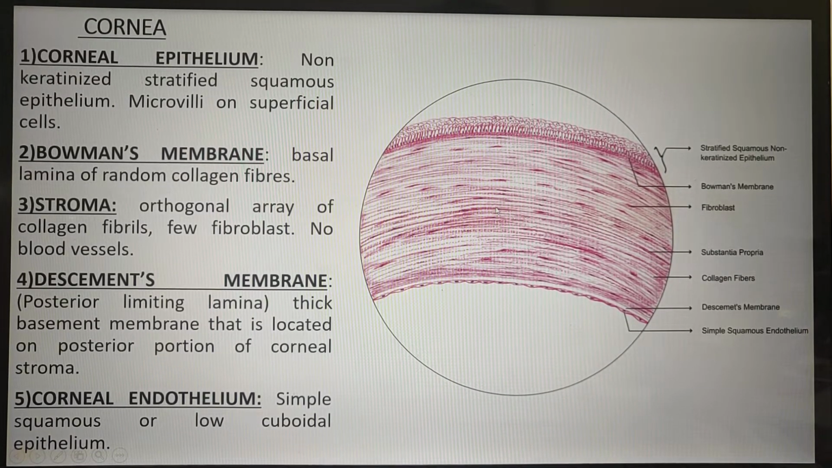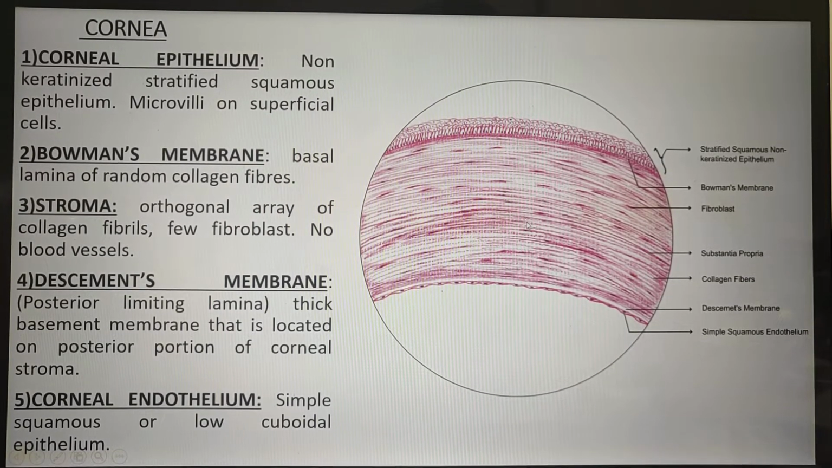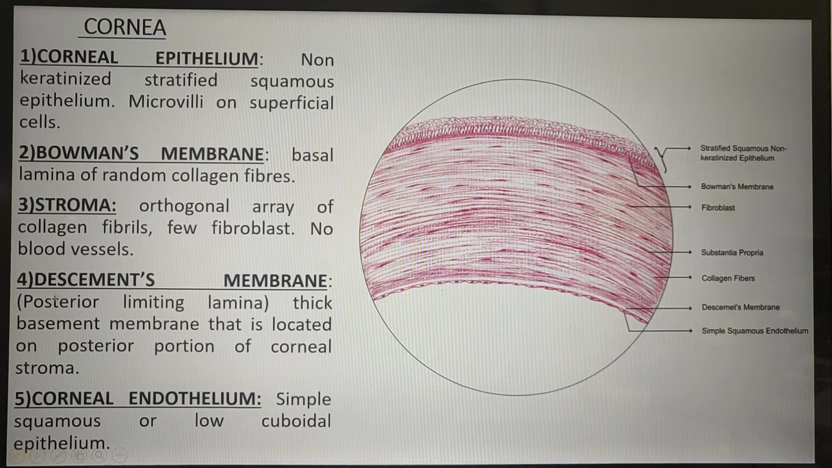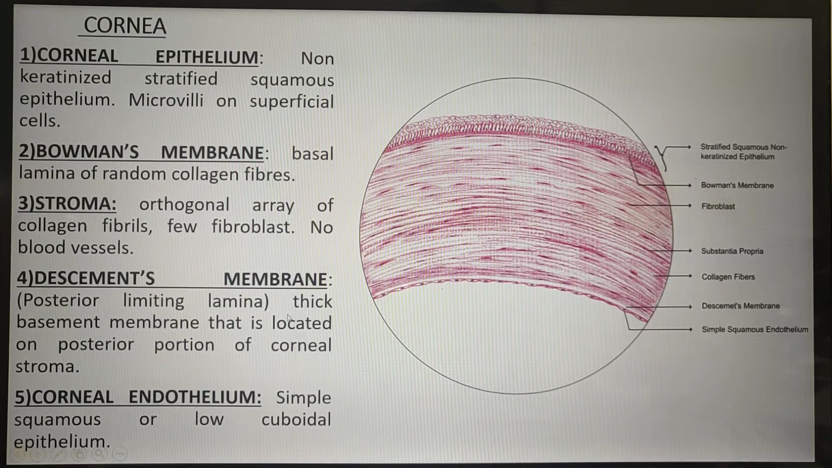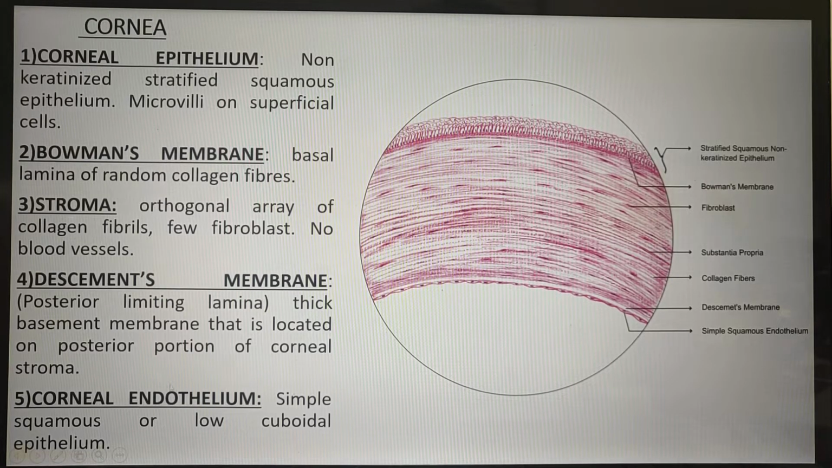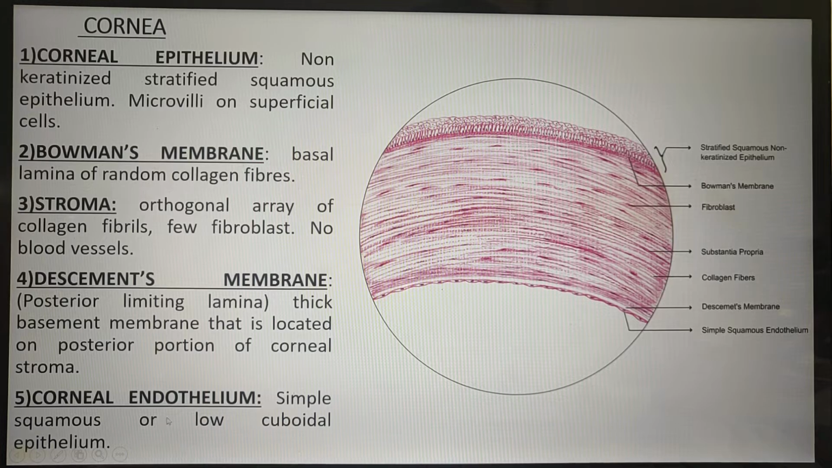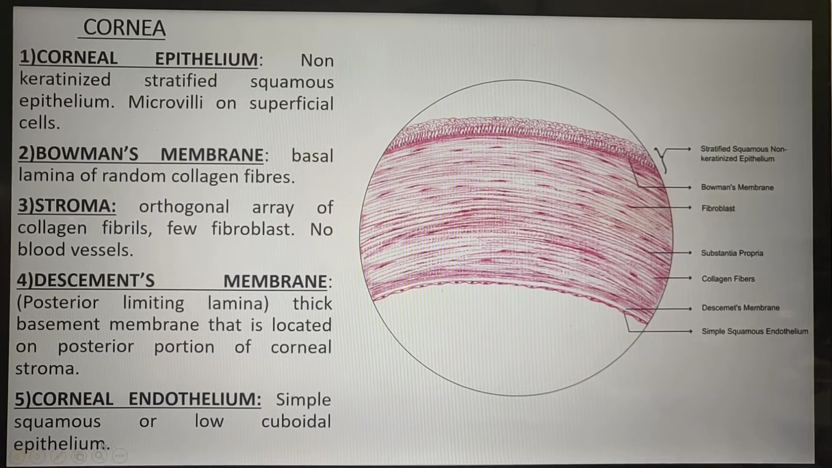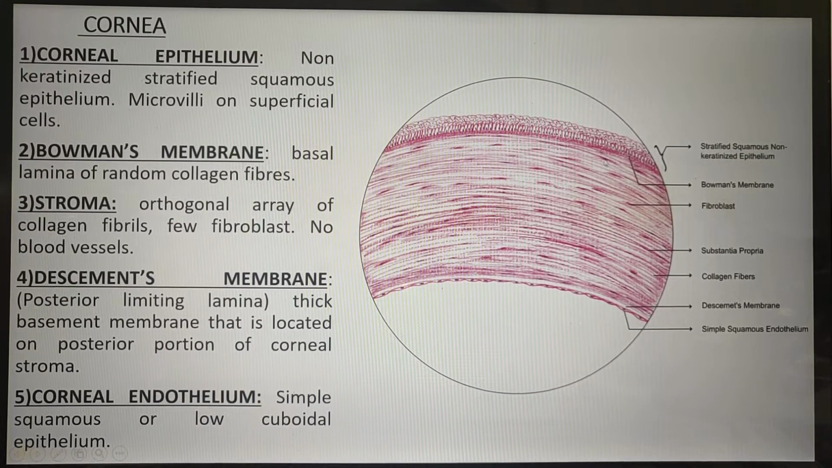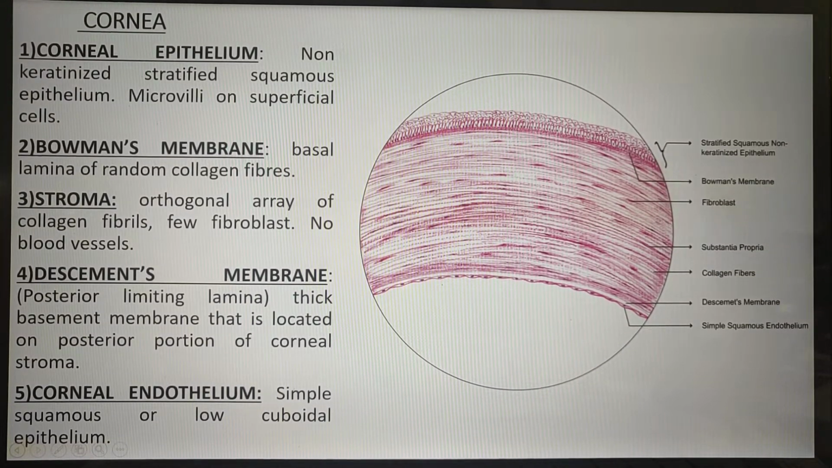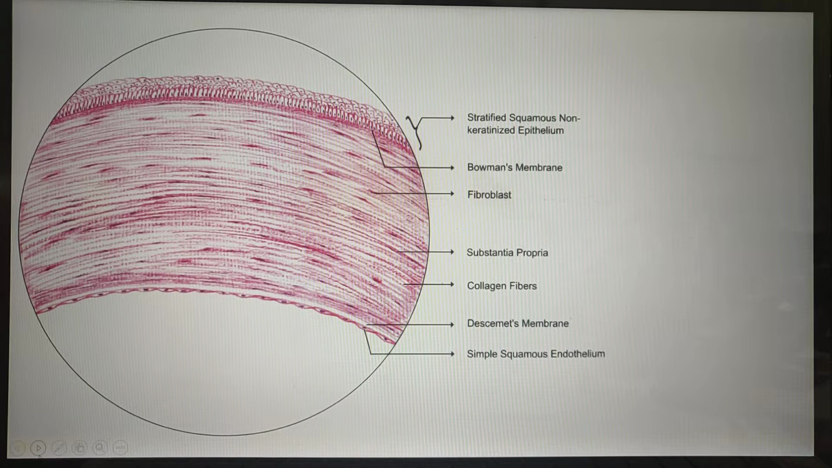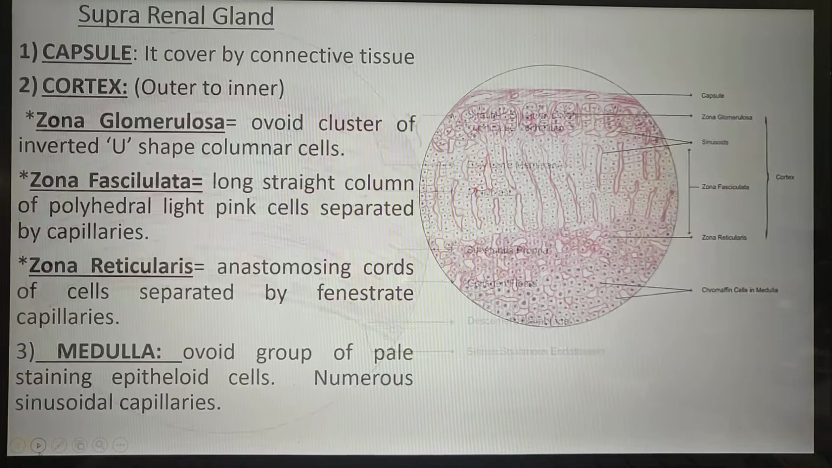So it is the main layer of the cornea, and Descemet's membrane, it is a posterior limiting lamina, a thick basement membrane located on the posterior portion of the corneal stroma. And the last one is the corneal endothelium, a simple squamous or low cuboidal epithelium. So these are the layers of the cornea. This is the enlarged view of the cornea.